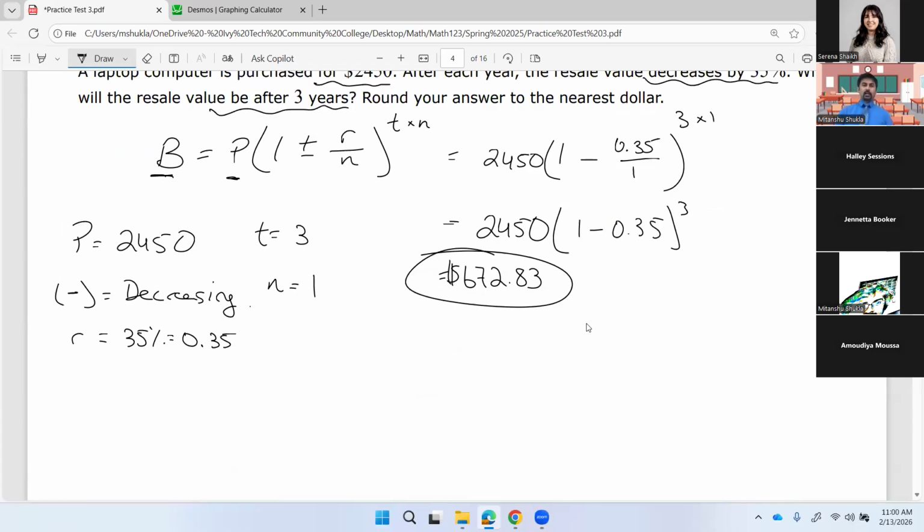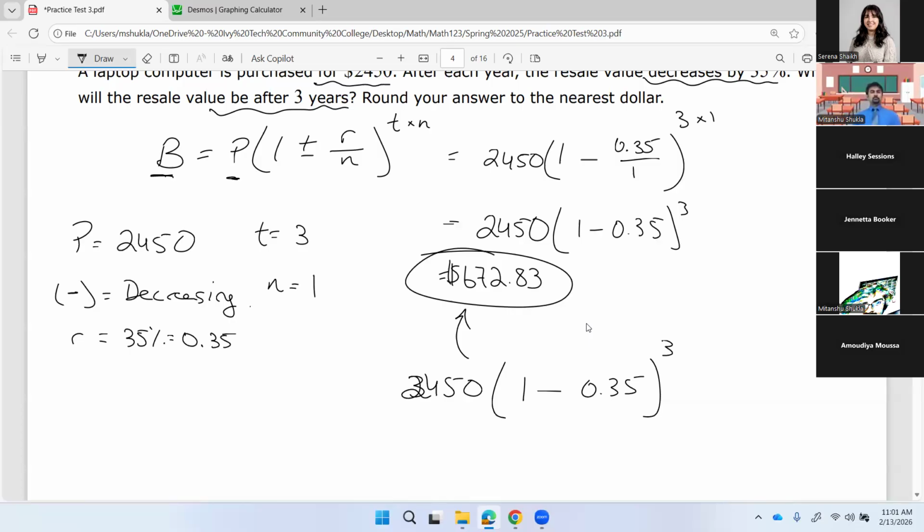So when we plug all that in, we get 2,450 times 1 minus 0.35 raised to the third power. And this gives us $672.83.